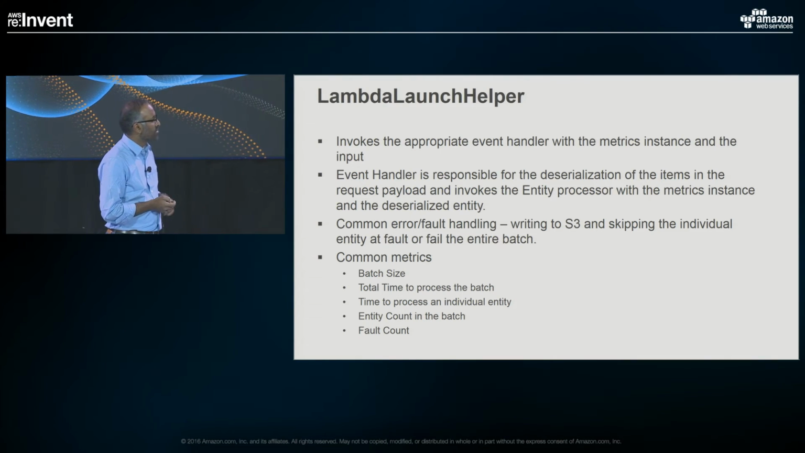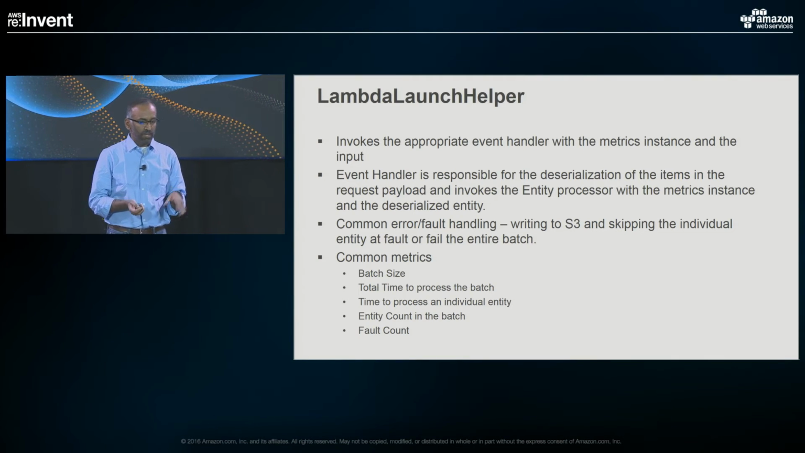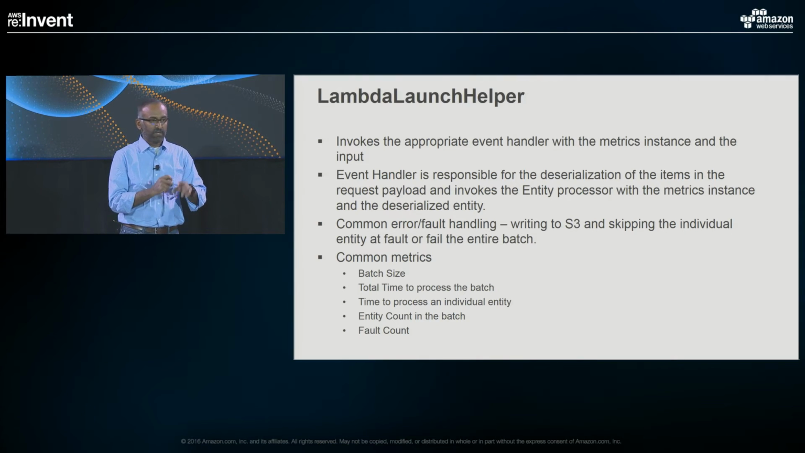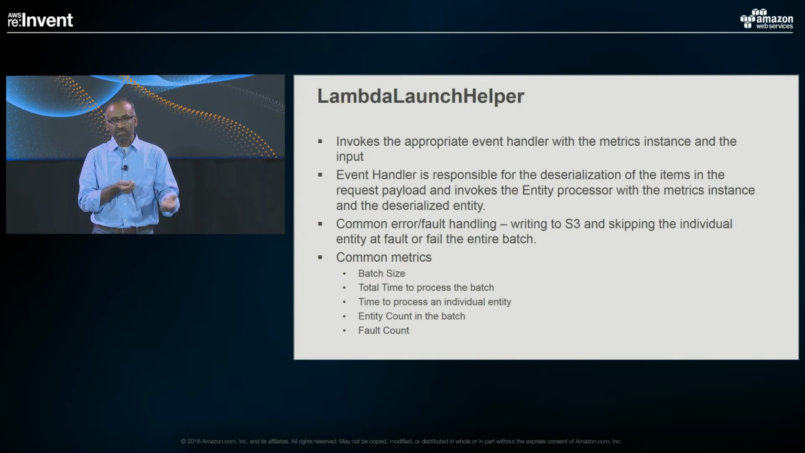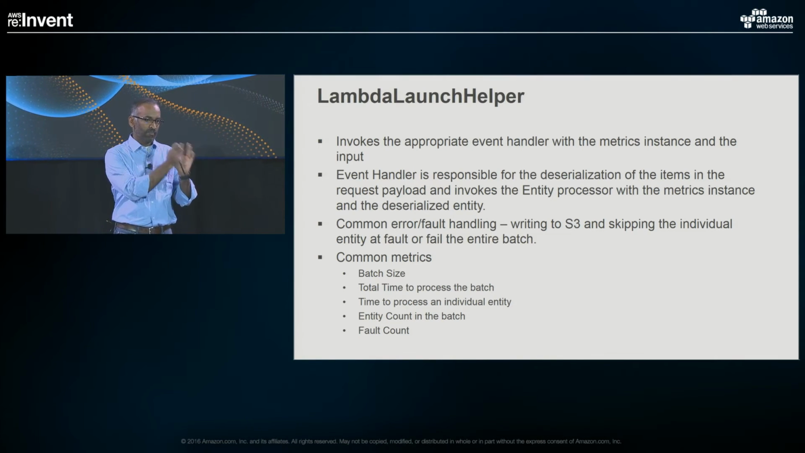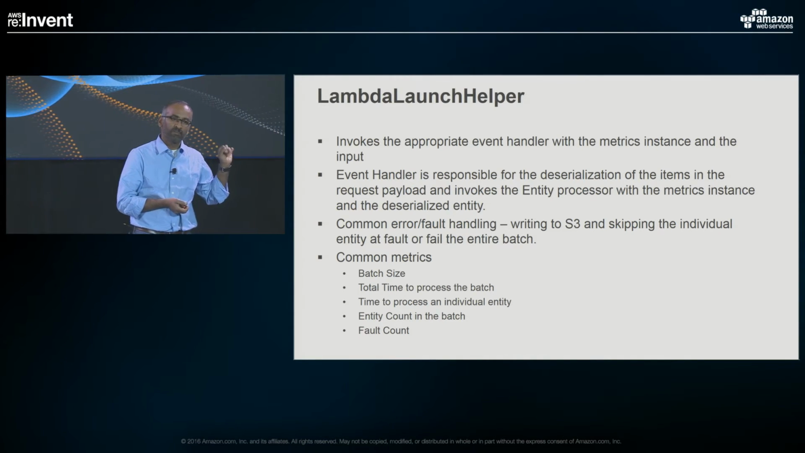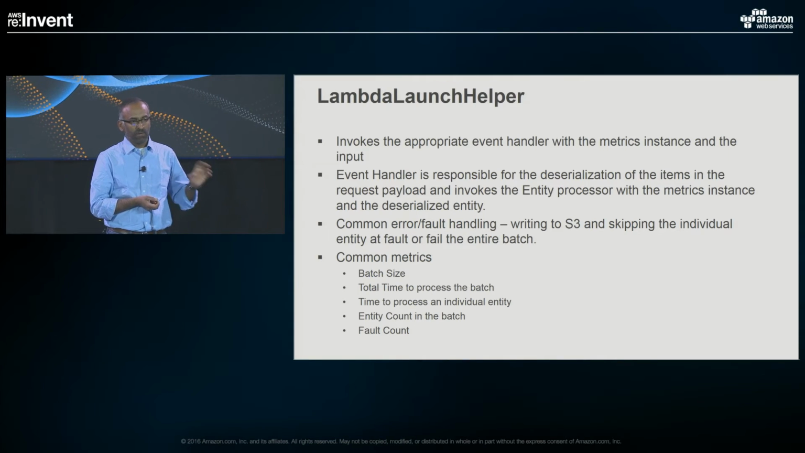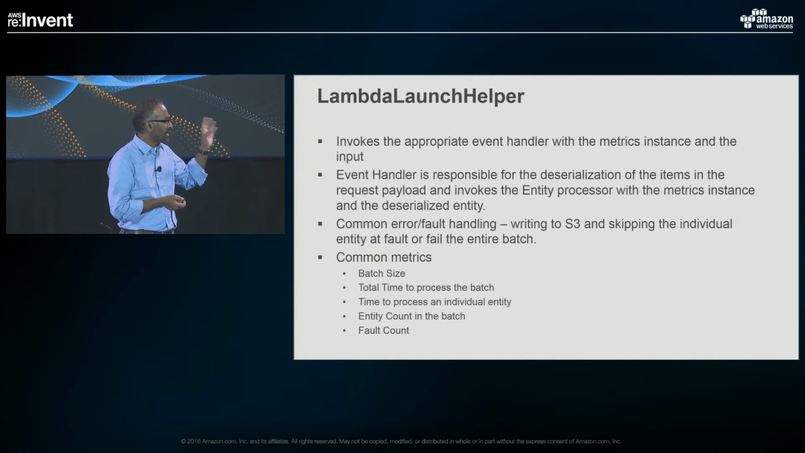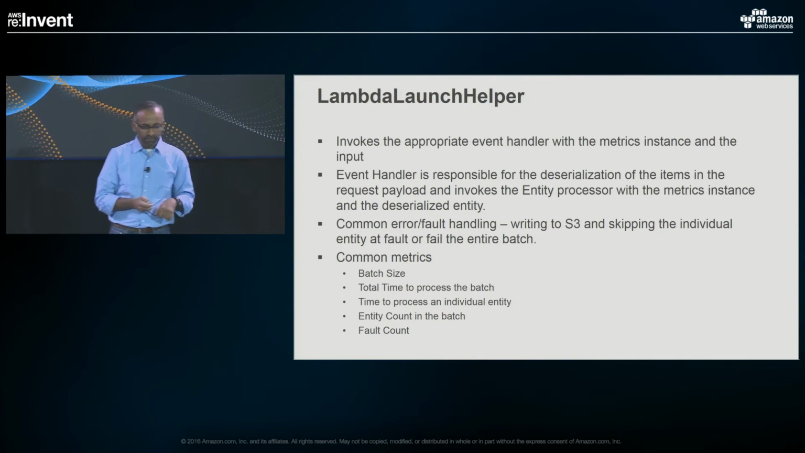Towards this, we focused on building our own utilities. One of them is called the Lambda Launch Helper, which is responsible for initializing the dependency graph and making sure that Spring is ready, and then invokes the event handler after deserializing the event that came from the Kinesis or DynamoDB stream, invoking the event handler with the entity so that the entity processor can process it. This also took care of the common error reporting and error handling so that not every processor needs to worry about it, and can also emit these custom metrics, which greatly helps us in our operational aspects.